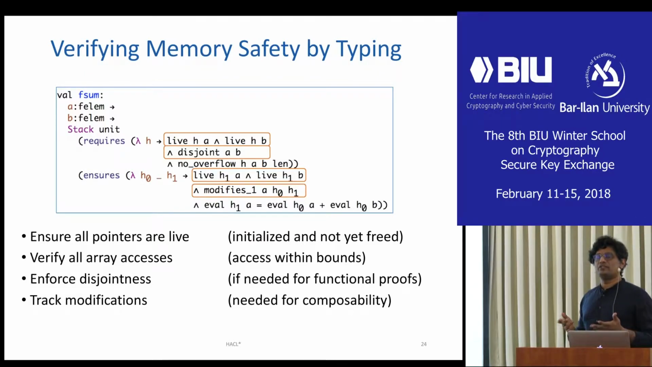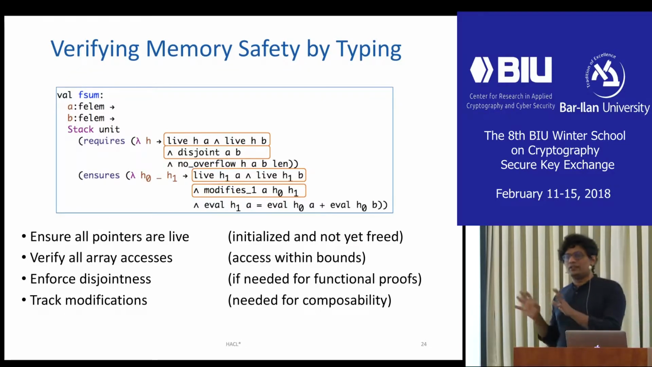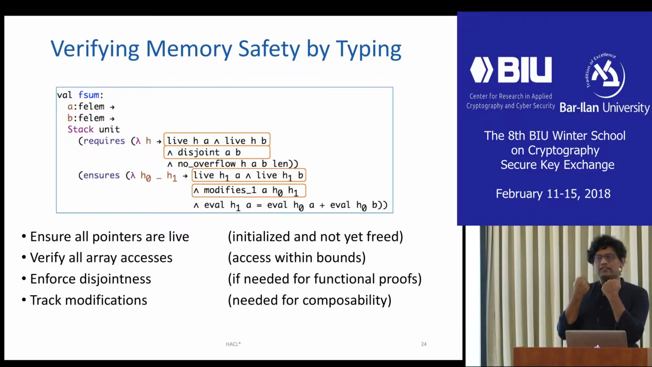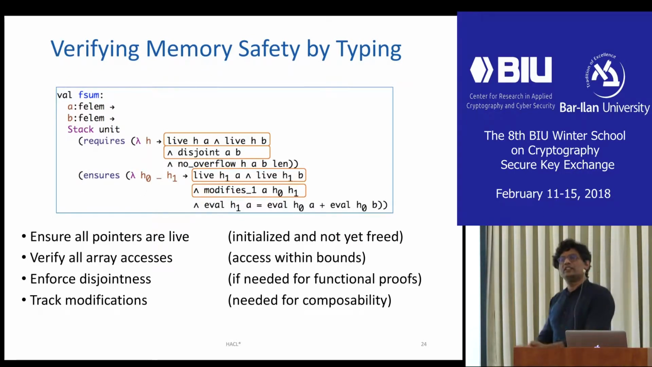And eval is a function which is not built-in, it's something we have defined, which will take this FLM and give me the actual integer value out of it. And it's saying the integer value of A at the end is equal to the integer value of A plus the integer value of B. So that's the specification of fsum, which is the sum of two field elements, which we use for a lot of things. It's ensuring that all the pointers that you use are live, all the array accesses are within bounds, the memory areas that need to be disjoint are disjoint, and it tracks all the things that you modify. And all of your functions have to be annotated like this.